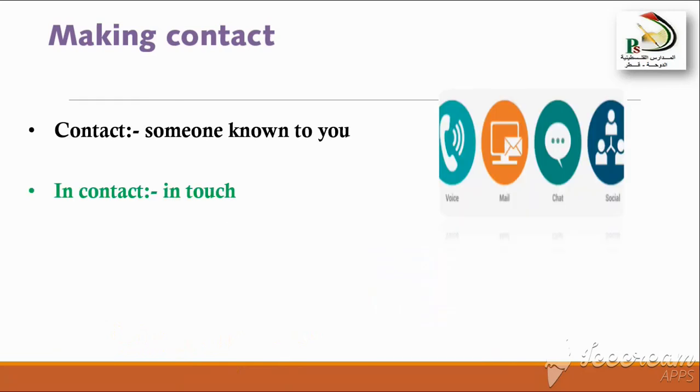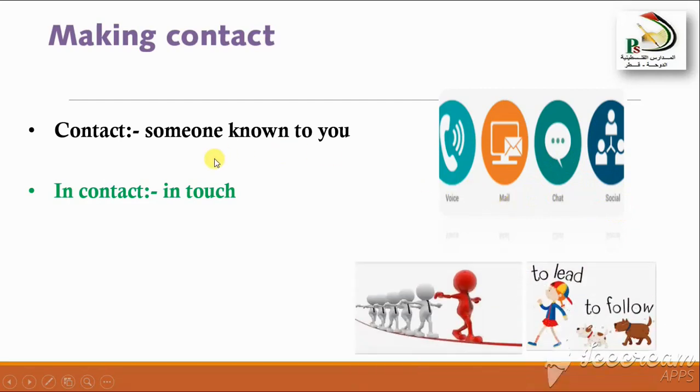Here we start with a contact, someone known to you. For example, in your mobile phone book, you will find many contacts. Your mom, your dad, your family members, your friends. So they are your different contacts. And in contact means, how do you get in touch with those contacts? Do you go for the voice call? Do you email them? Or do you chat on social media websites? Or do you have some social networking with them? So that is all about contact and in contact.